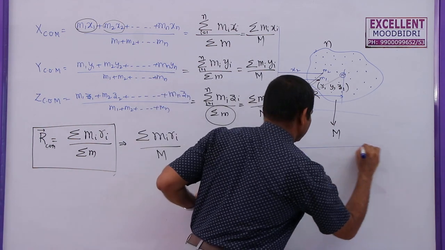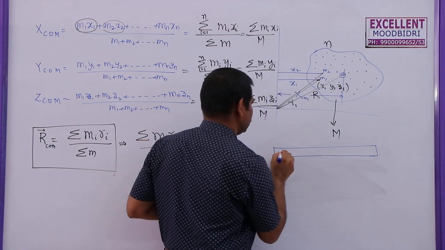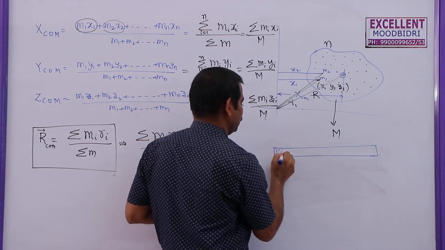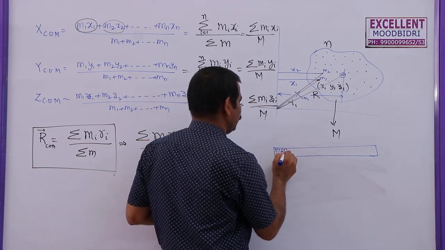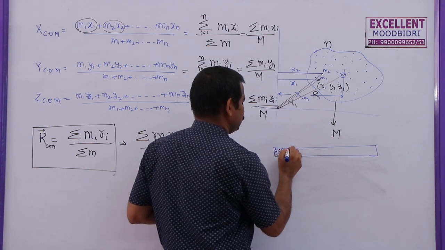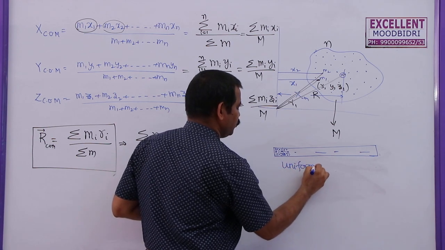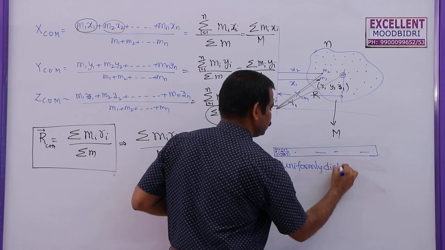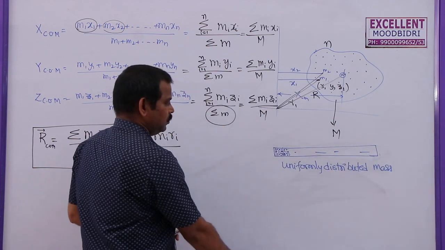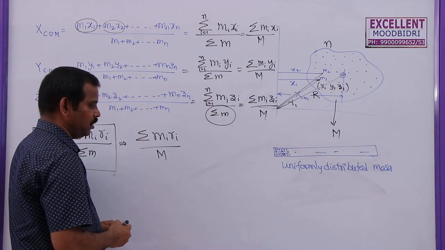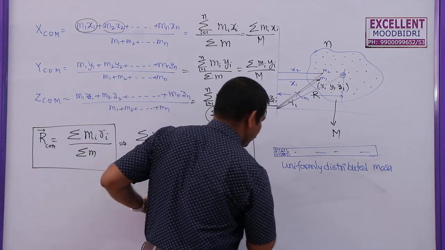Now, let me take one scale here. This is a scale. Now, the scale consists of so many wooden particles here. The particles will be distributed uniformly throughout its volume. So it will continue like this. So this is a uniformly distributed mass. So for such problems, what can we write? We can use the x coordinate and y coordinate here. This is the y coordinate, this is the x axis.